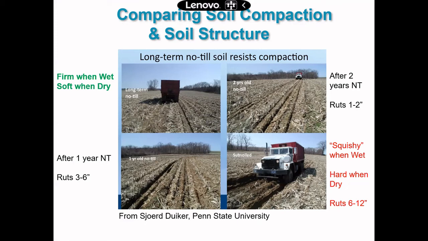And what he found is that the ruts were about 6 to 12 inches. Well, we went to a no-till field that was close by, and the ruts in that field were only 3 to 6 inches. That was after 1 year of no-till. Then if you go to the upper right-hand corner, a 2-year no-till, what happened? Well, now the ruts are only half as deep as what the previous slide was. So now the ruts are only 1 to 2 inches deep. And then when you go to a long-term no-till, you can barely see the cracks.